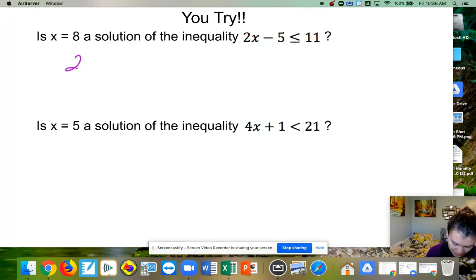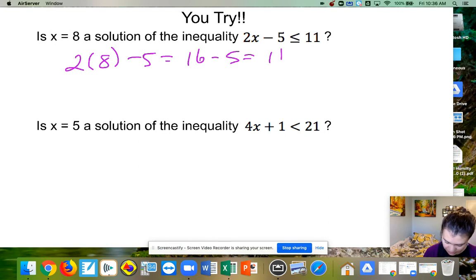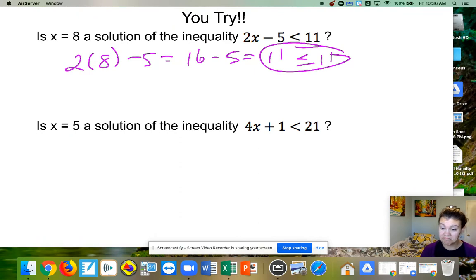Okay, so now you want to plug in 8. And this is going to end up equaling 16 minus 5, or 11. So again, put in your inequality part. Is 11 less than or equal to 11? Well, it's equal to 11, so yes, this is true. That's a solution.